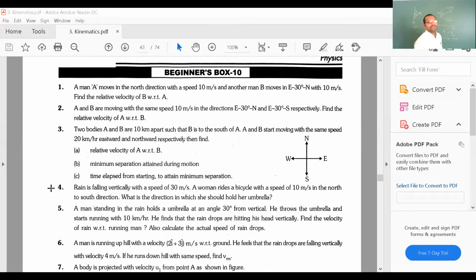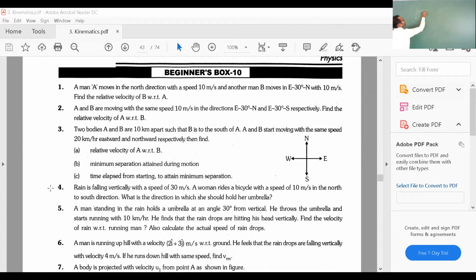Question number 4. Rain is falling vertically with a speed of 30 meter per second. A woman rides a bicycle with a speed of 10 meter per second in the north to south direction. What is the direction in which she has to hold her umbrella? Let me take the data first. So this is rain, falling like this. The velocity of rain is 30 meter per second, as given.